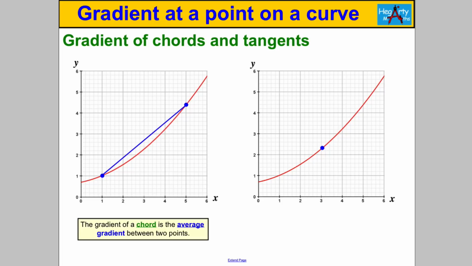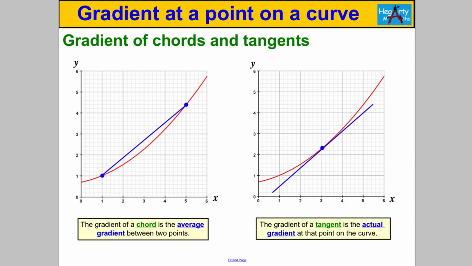I said we're really good, and we've done before, at working out the average gradient between 2 points on a curve. We work out the gradient of the chord connecting those 2 points. But if I wanted to work out the exact gradient at a point on a curve, I would have to draw myself a tangent, work out the gradient of that tangent, and that would tell me the gradient at that point on the curve. And that's what we're going to do in this lesson with various examples.